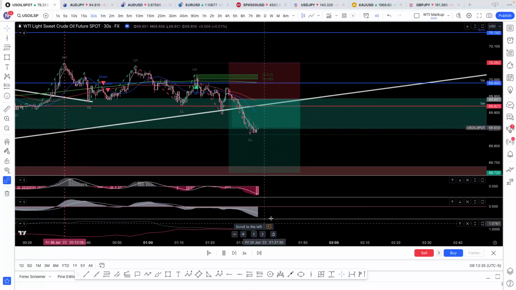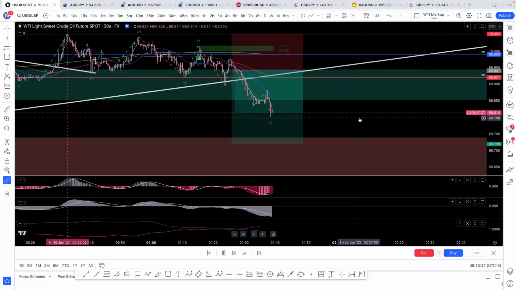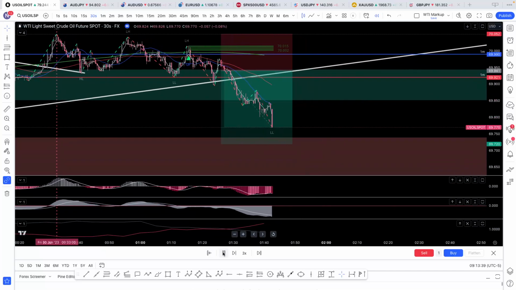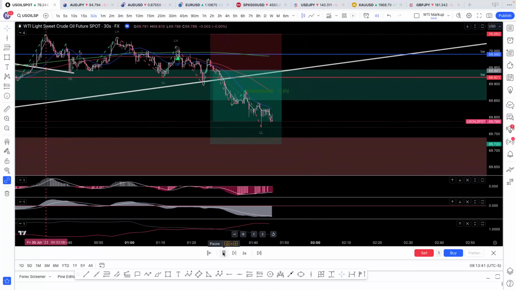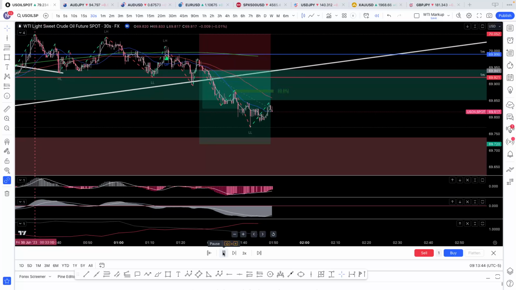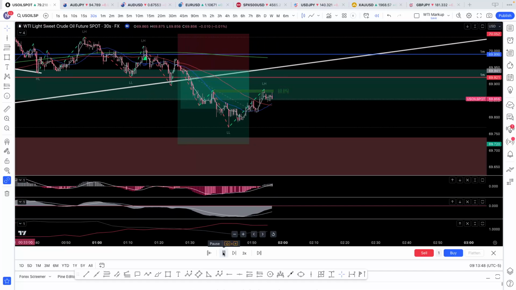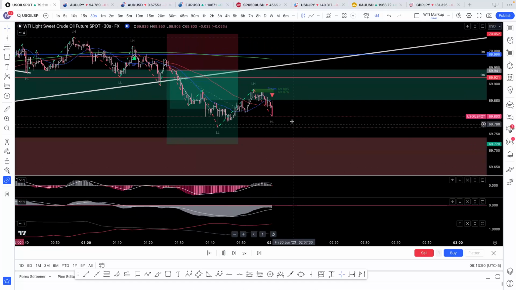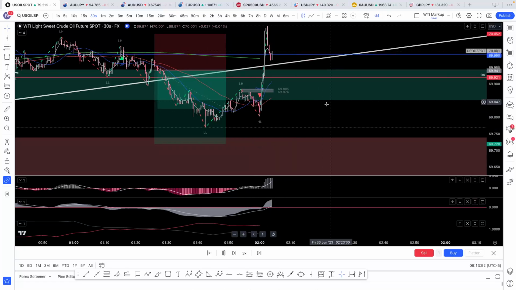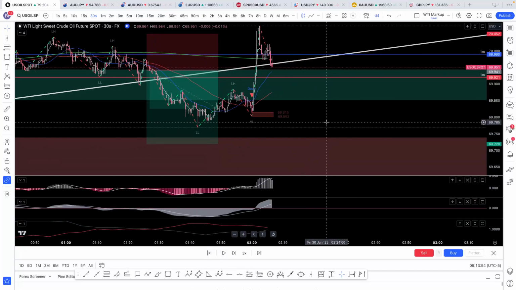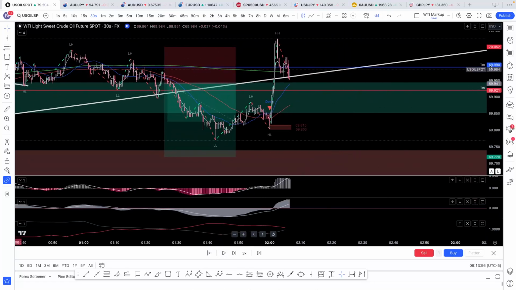Look at that. Okay. Pulling back. Retesting that zone. It took me out. So close. Almost doesn't count.